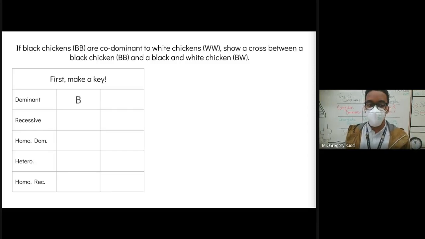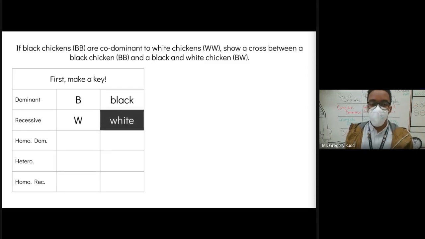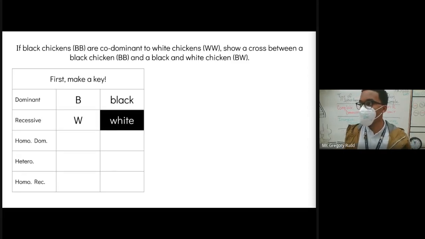B, and which trait does that give you? Black. Sully, what's the recessive allele? W, and which trait does that give you? White. In this case, I did use the word recessive, but in reality, it's not really recessive. Both of them are equally dominant, okay? But that's what I was looking for. So thank you, Abina and Sally.